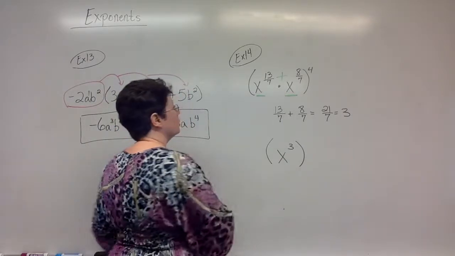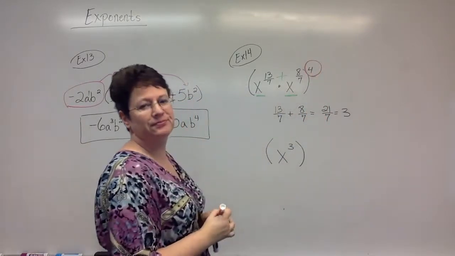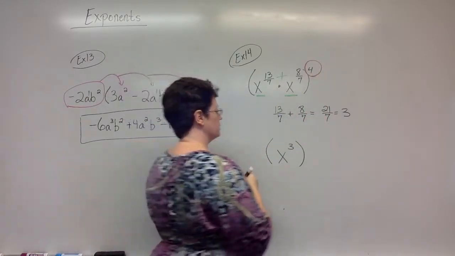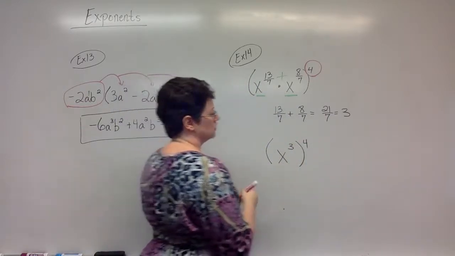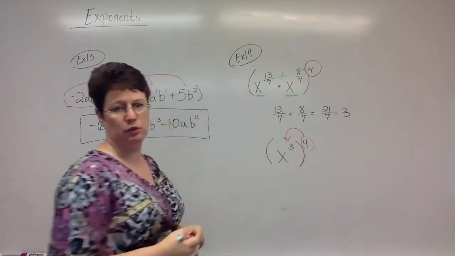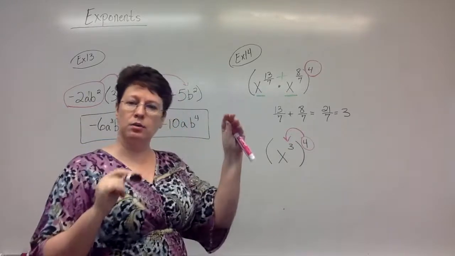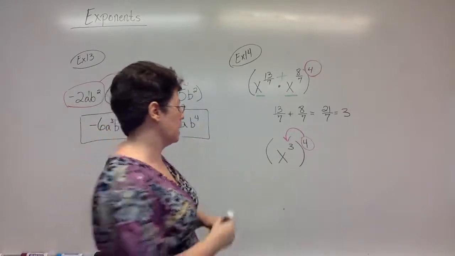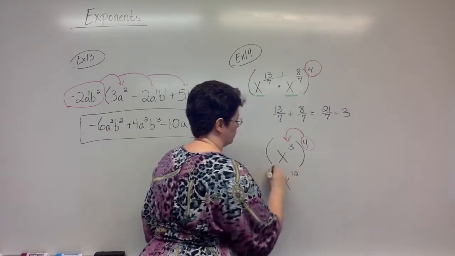Now, remember that 4 that was on the outside? Yeah, we got to write him down. Don't forget about it. He'll cry if you leave him out. Okay, so we got the 4 on the outside. Now we can distribute that 4. Now, parentheses to a power, what do we do? Multiply. Multiply the powers. 3 times 4 is 12.